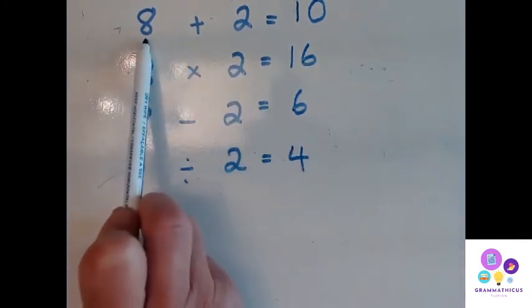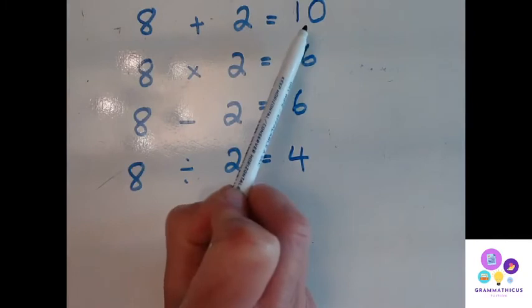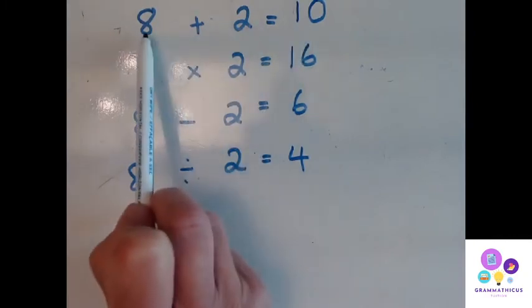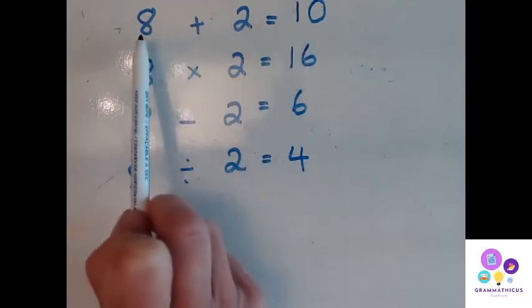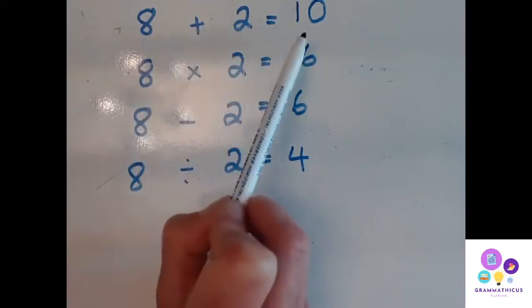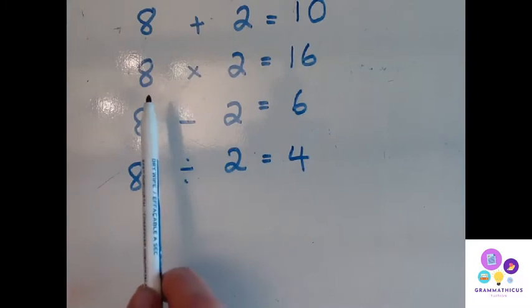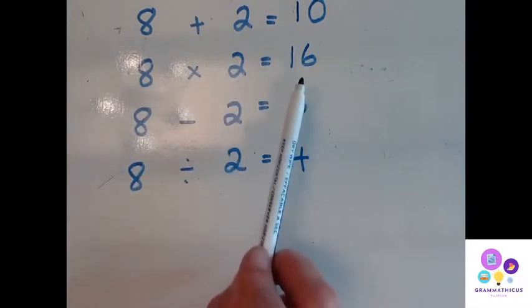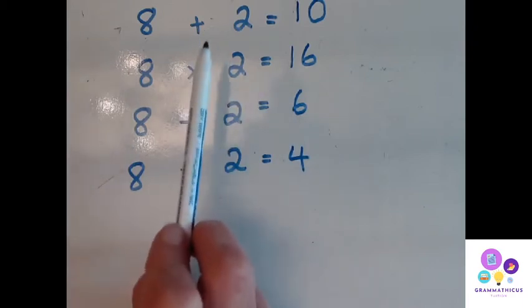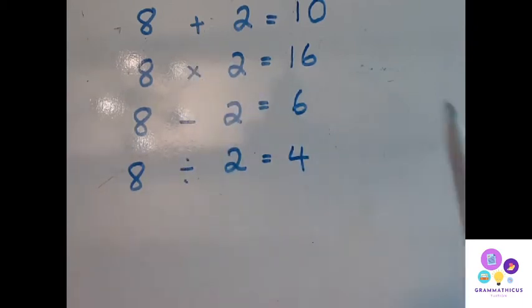If we look at the 8 and we look at the answer that we've got at the end here, we can see that the number has got slightly larger. So if we add something to a number, it gets larger. 8, well, when we times it, it gets larger still. But both add and times make the number larger.